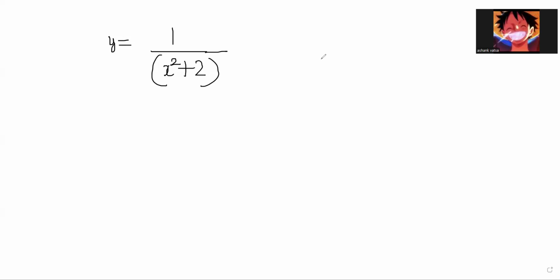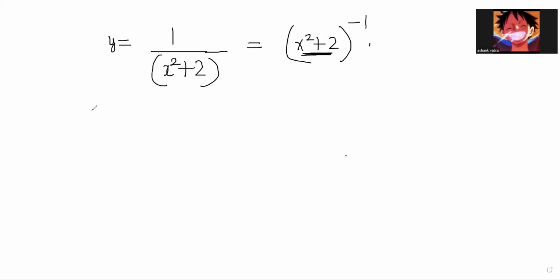Right now, all you know is product rule and chain rule. You don't know anything else, okay? You cannot use quotient rule right now. So technically you have to think of this as x squared plus 2 to the power minus 1, right? Do you see that it is chain rule? There is an outer function of something power minus 1 and there is an inner function of this, right?